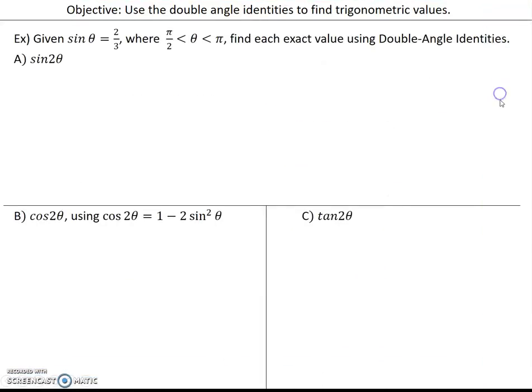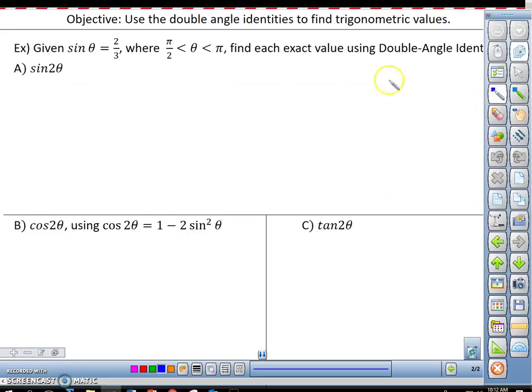All right. Here we're going to look at using those identities. We are given that sine of theta is equal to 2/3. We are also told here that theta is in this quadrant. So we have to interpret this using our understanding of radian angle measures. So this is our pi halves radians to pi, so this would be our quadrant 2.